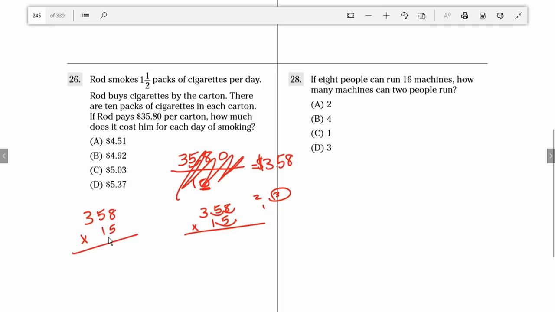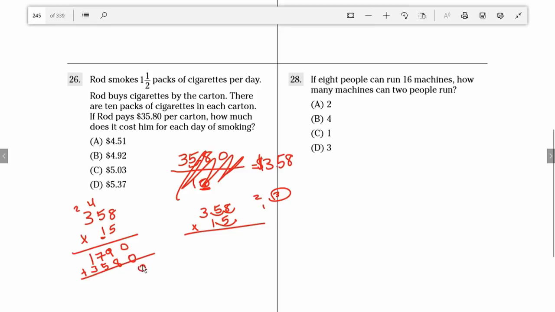Again, be careful doing this. You don't want to make any simple mistakes. 5 times 8 is 40. Carry the 4. 5 times 5 is 25, plus 4 is 29. Carry the 2. 5 times 3 is 15, plus 2 is 17. Bring down a 0 since we're starting a new number here. 1 times 8 is 8. 1 times 5 is 5. 1 times 3 is 3.